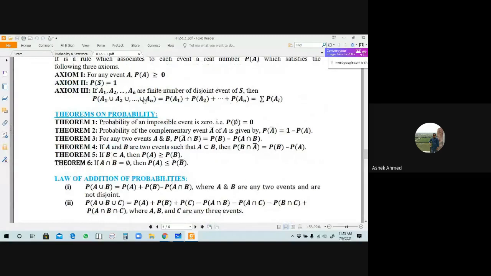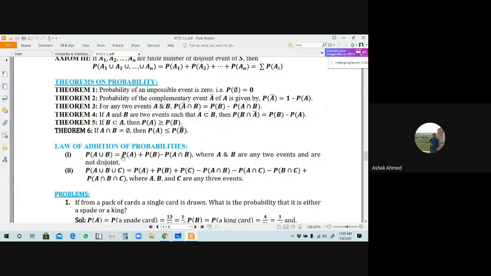Then you have to use this formula here. So then the result for a disjoint set will be only probability of A plus probability of B. Understand? By using this formula. Yes sir, if they were disjoint.